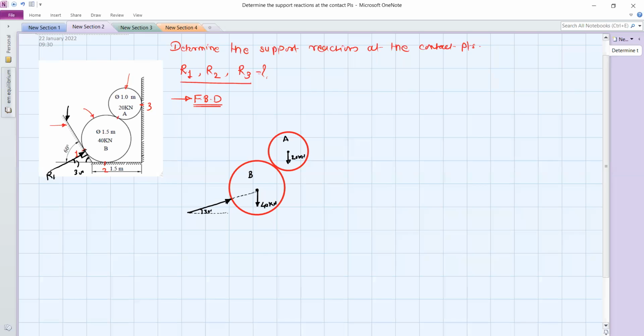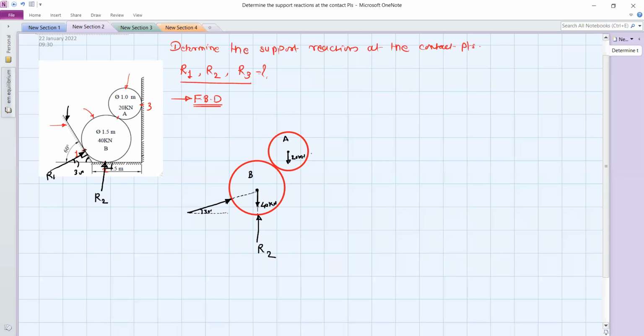Next, we have the contact at this point, which is point 2. Okay. And here, the surface is exactly horizontal. So the reaction will be exactly vertical, or it is perpendicular to the horizontal surface. So this is your reaction R2, exactly vertical. And it will pass through the center point. So 40 kilonewton and R2 both are collinear vectors.